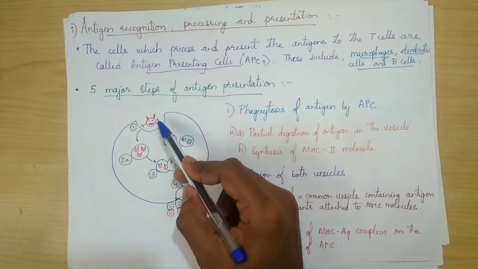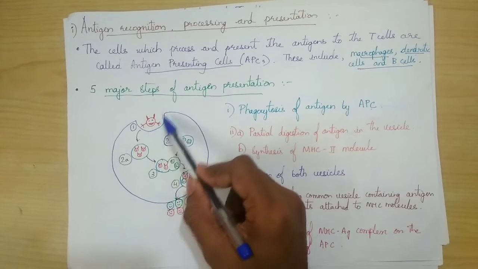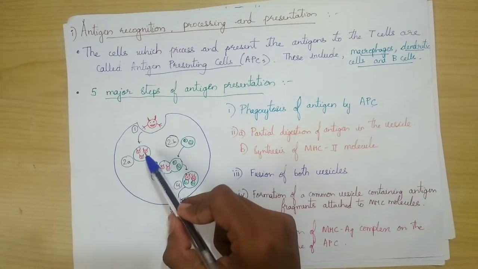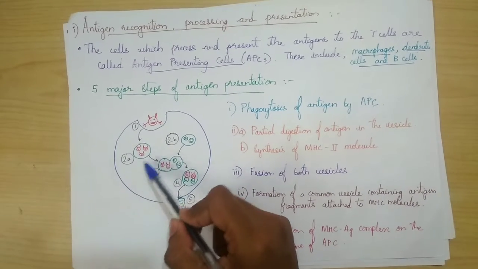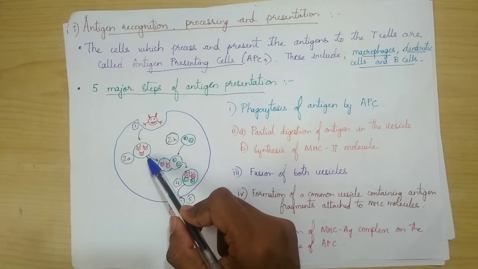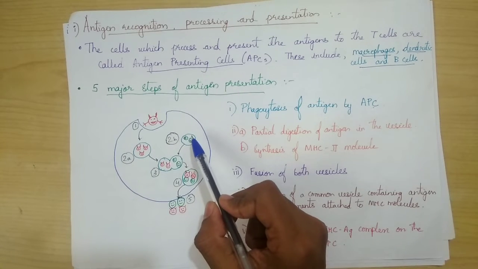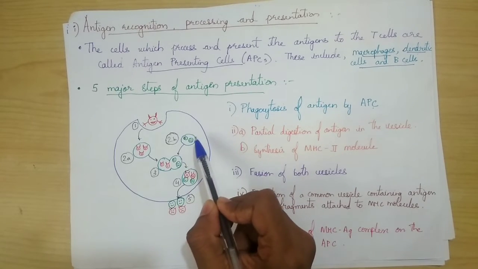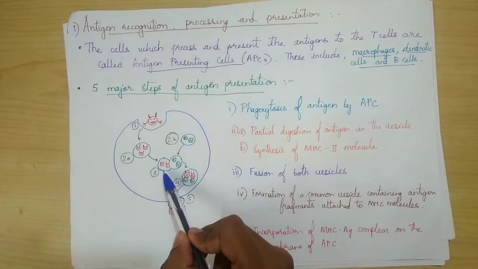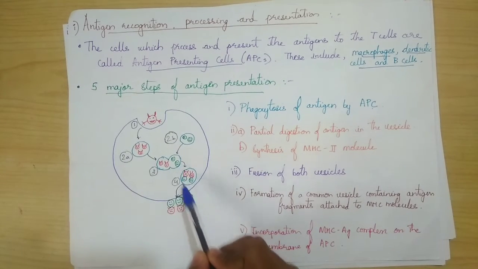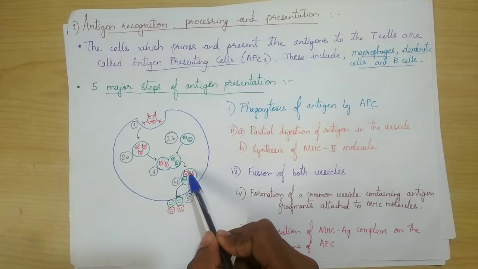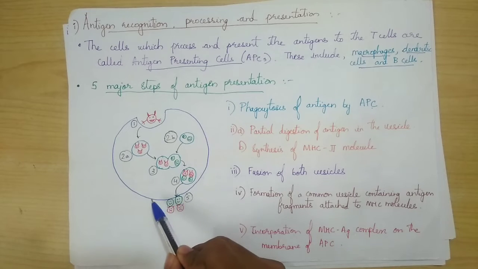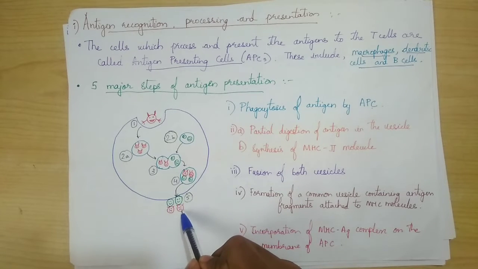First, the antigen comes towards the APC. It is phagocytized. After the phagocytosis of the antigen by the APC, it is disarmed or partially digested in the vesicle of the APC. At the same time, there is formation of MHC2 molecule on the other side of the same APC. Then there is fusion of both the vesicles, and they form a single vesicle, and in the last step they are incorporated in the cell membrane of the APC by exocytosis.